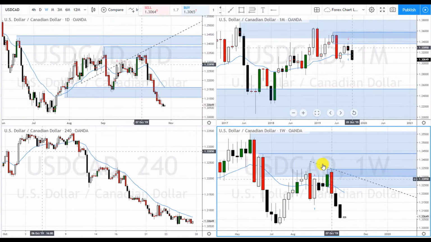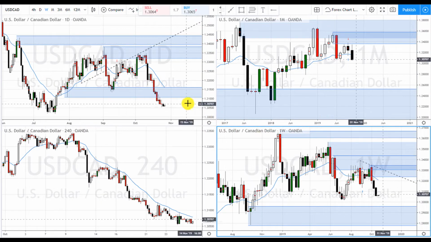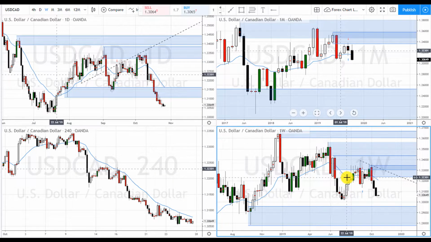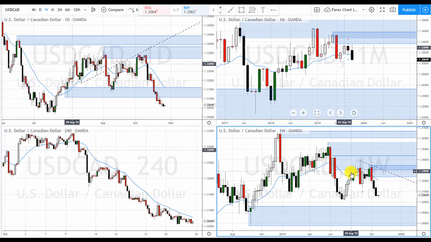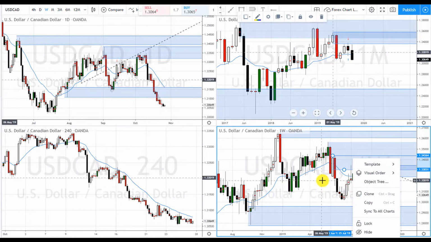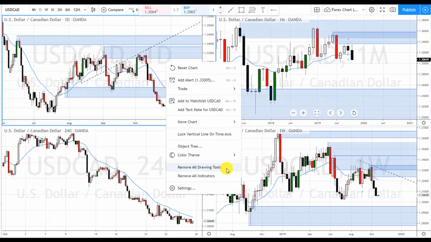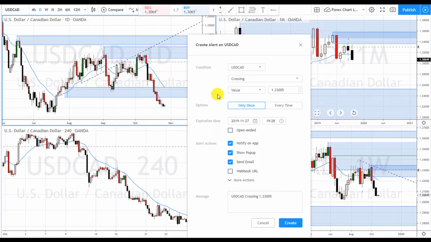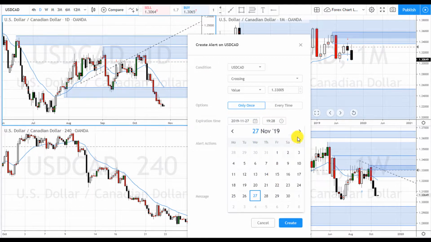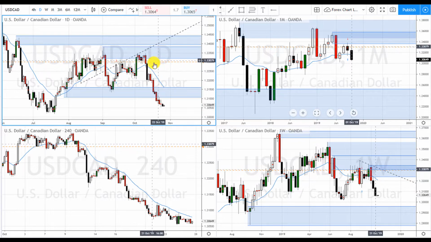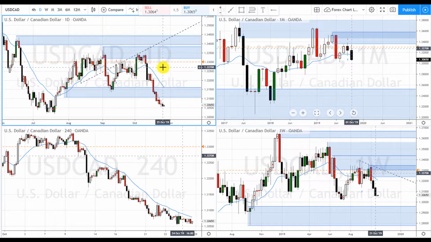Okay, and then I might as well set an alert for that right here too, just in case I want to short. Okay, so alert right here in case I want to short.